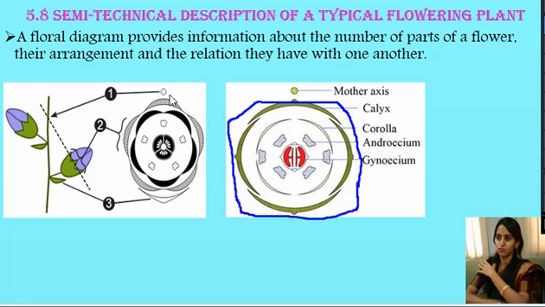This diagram represents the arrangement of calyx, and this is the corolla, how the petals are arranged, and these are stamens, that is androecium, altogether known as androecium. And this is gynoecium. Is it clear?